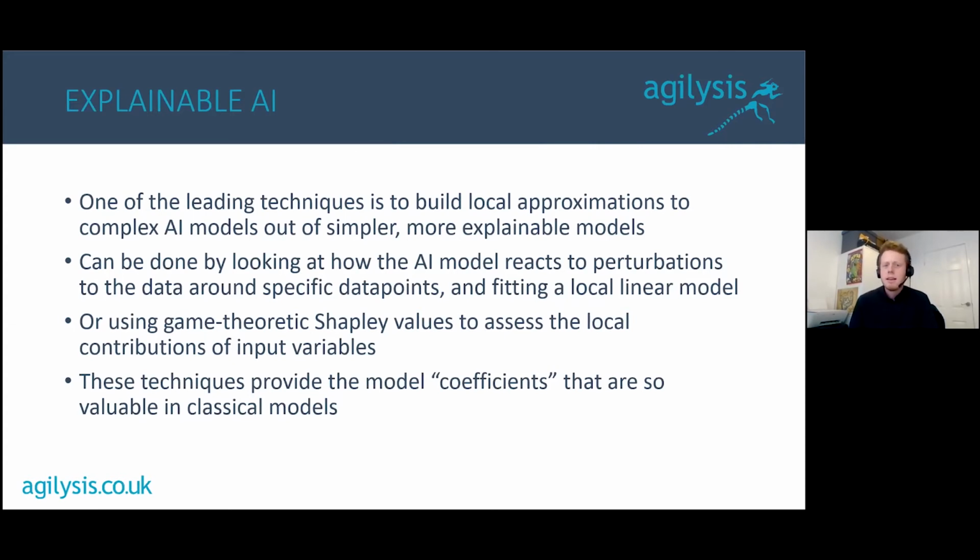And what this does is, at least locally, it allows you to build these coefficients that you'd see in your classical GLMs, but at specific data points using your neural networks or your random forests or whatever complex AI model you're planning to use. So this really does allow you to say, for example, if you've got a model that's predicting risk, which of your input variables are contributing to whether it's high risk or low risk, or if you're using AI to determine whether there's a lamppost or a bollard in an image, which parts of the image are contributing to that prediction.